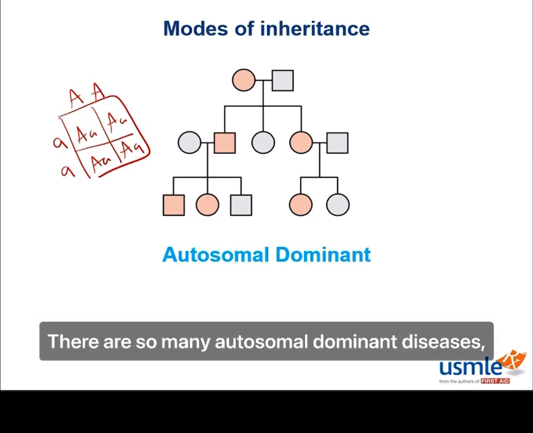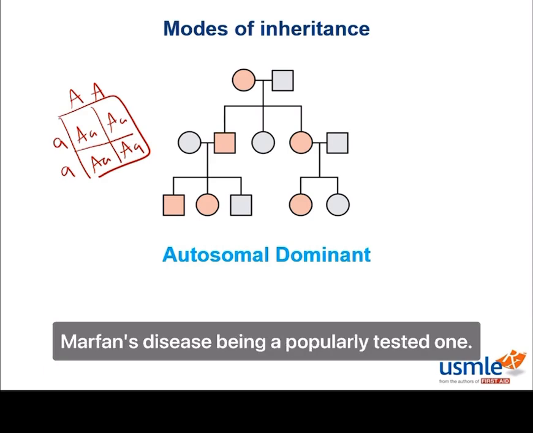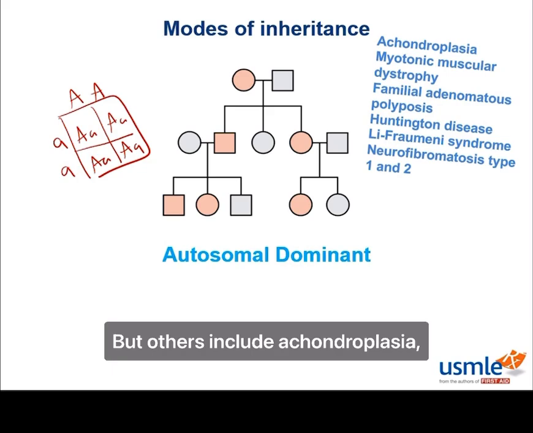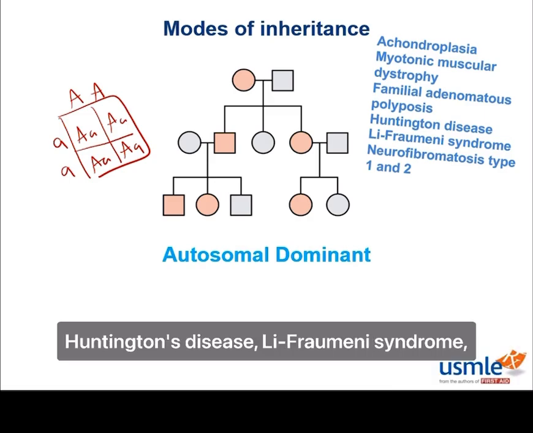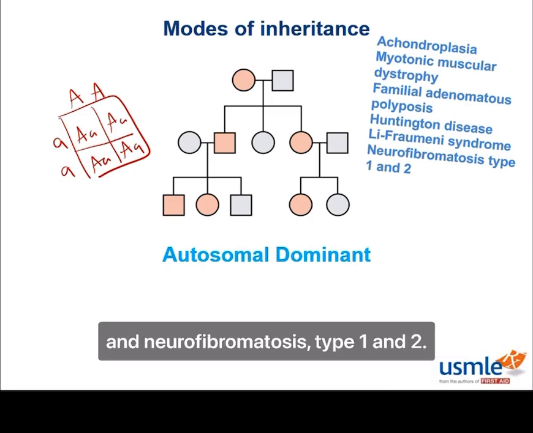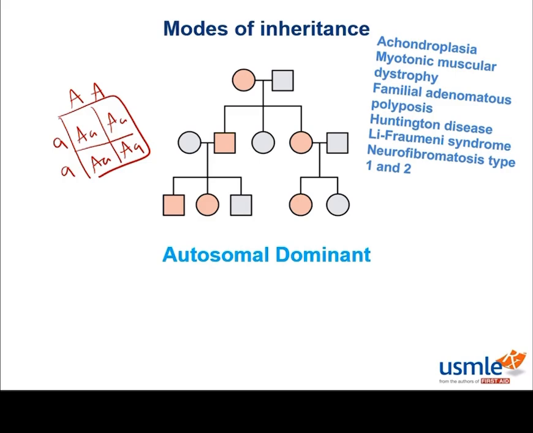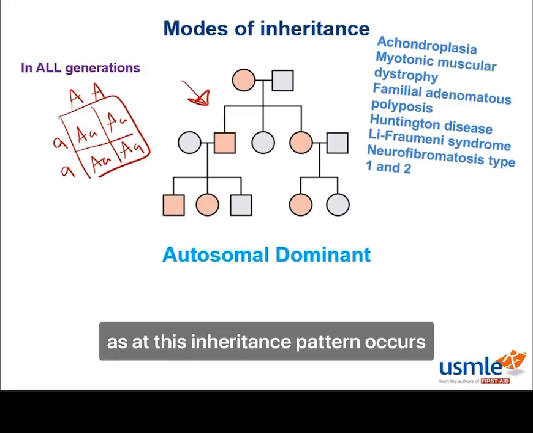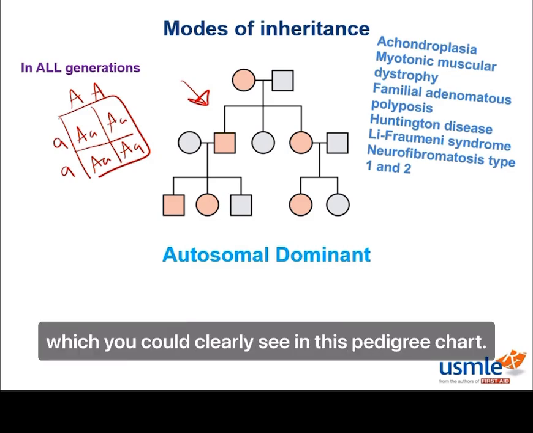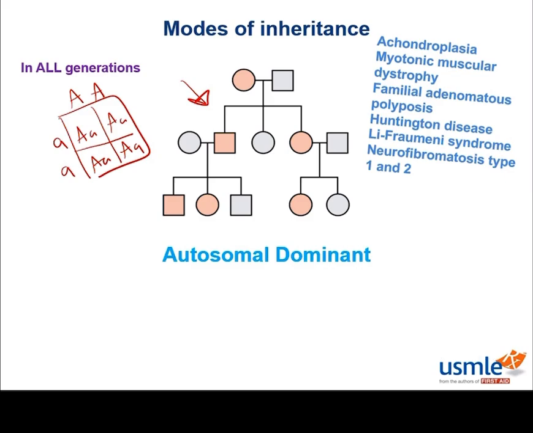There are so many autosomal dominant diseases, Marfan's disease being a popularly tested one, but others include achondroplasia, myotonic muscular dystrophy, familial adenomatous polyposis, Huntington's disease, Li-Fraumeni syndrome, and neurofibromatosis type 1 and 2. Some take-home points is that this inheritance pattern occurs in all generations, which you can clearly see in this pedigree chart.